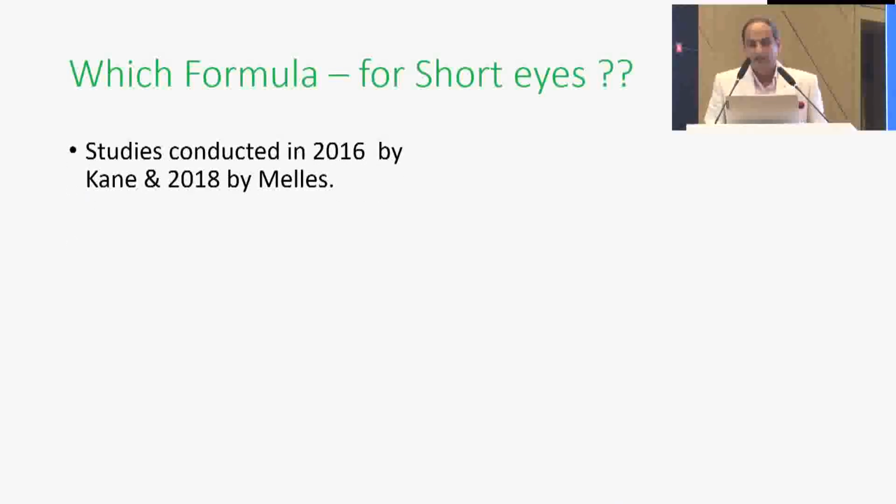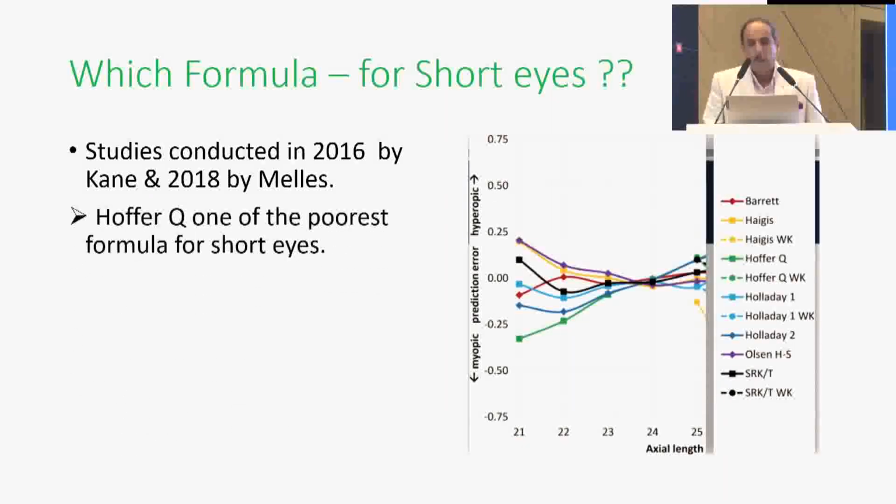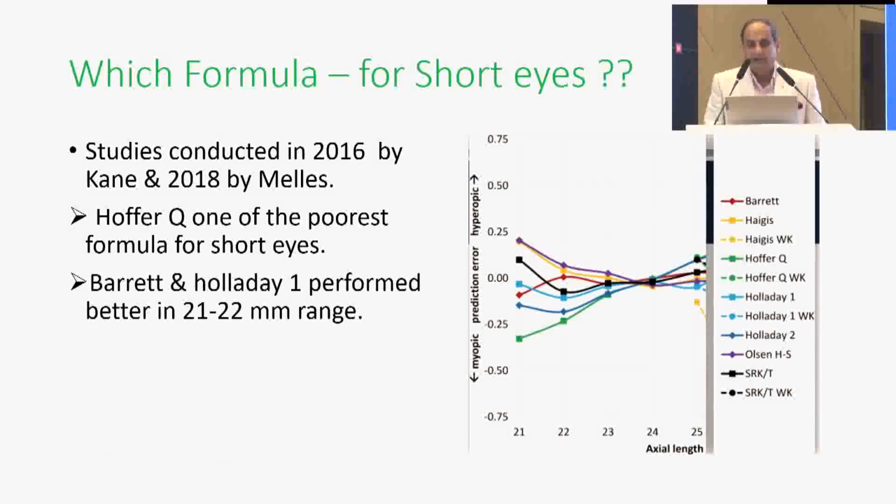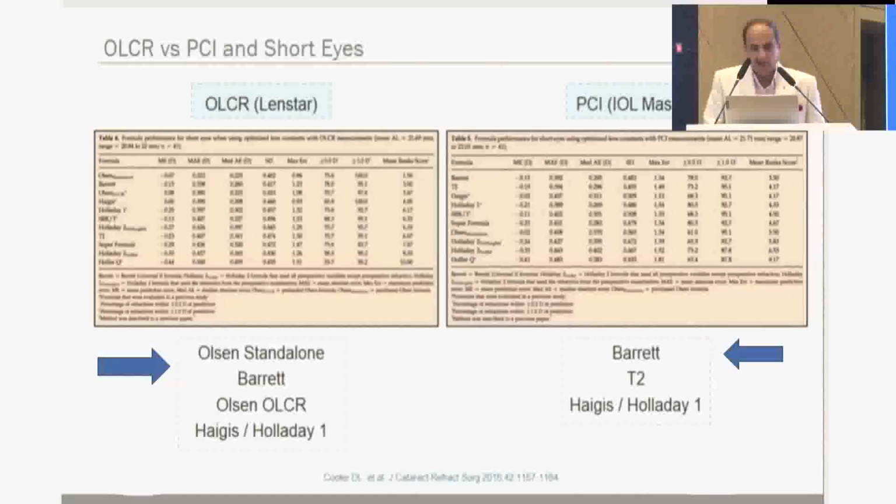Studies conducted in 2016 by Kane and 2018 by Melles actually showed that Hoffer Q is one of the poorest formulas for short eyes. Barrett and Holladay 1 performed better in the 21 and 22 millimeter range. And this is the study of OLCR, the Lenstar machine, versus the IOLMaster machine. They found that if you are going to use a Lenstar for short eyes, use Olsen standalone or a Barrett or Olsen OLCR and the Haigis or Holladay 1 formula. While for IOLMaster, you can use a Barrett or a T2 and the Haigis or Holladay 1 formula.